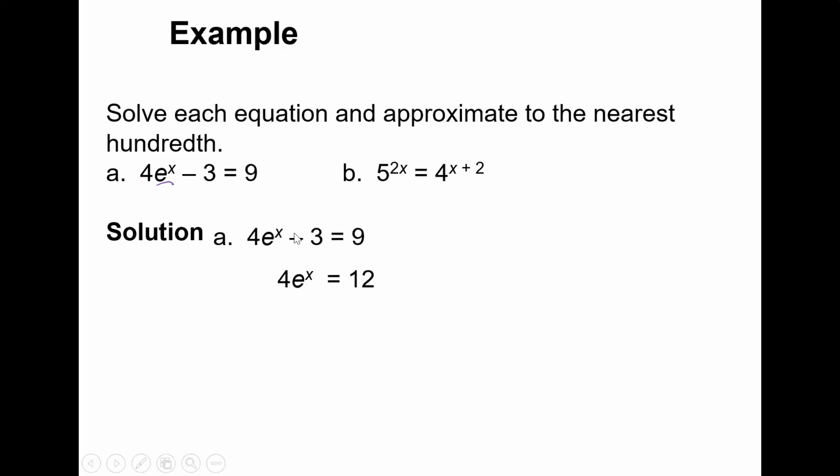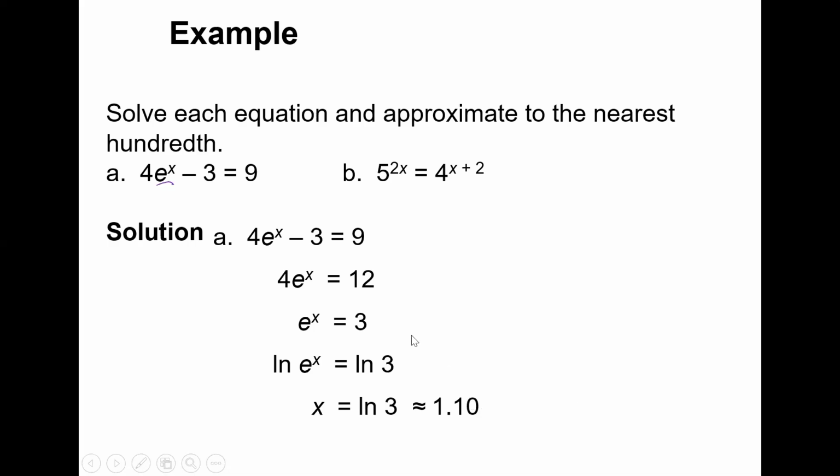First, we take the 3 over, we get 12. Now we divide by 4 and we have 3. Now we can take the ln of both sides and then we bring our x down. So x is equal to ln of 3, and that's about 1.10. It says to the hundredth, so we need 2 decimal places.